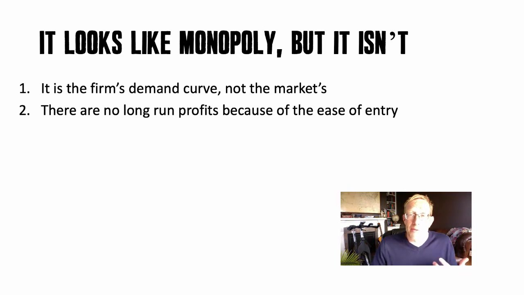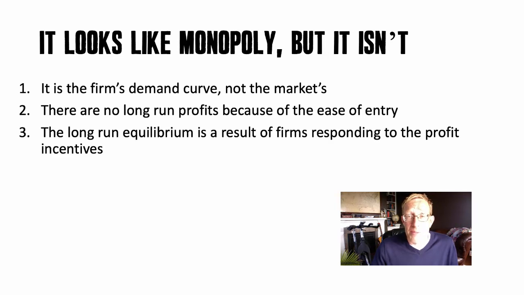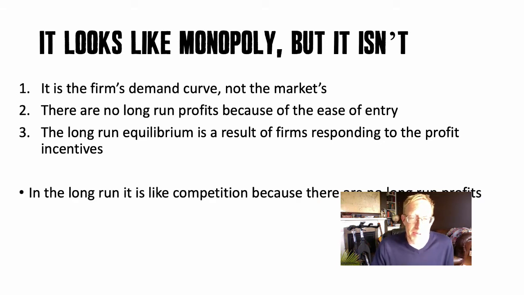Secondly, we have no long-run profits because it's relatively easy to get into and out of the industry. So unlike monopoly that can have perpetual profits, the monopolistically competitive firm cannot. Furthermore, the long-run equilibrium ends up being a result of firms responding to the profit incentive. So they enter if there are profits, they exit if there are not profits, and in the long run, we get to a point where there's no entry and exit. There's also no long-run profits, so that's when that entry and exit stops.